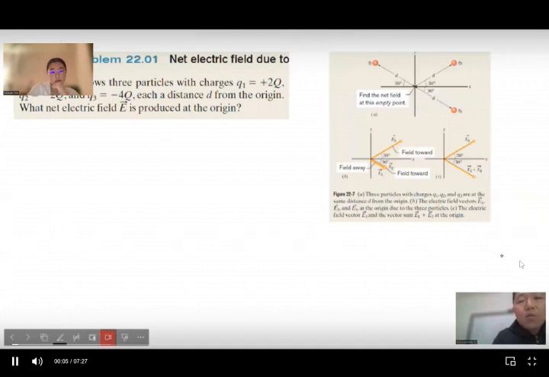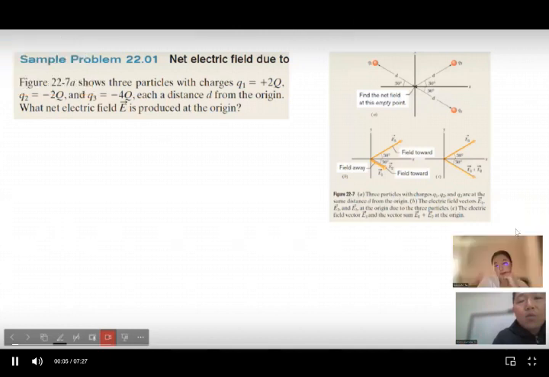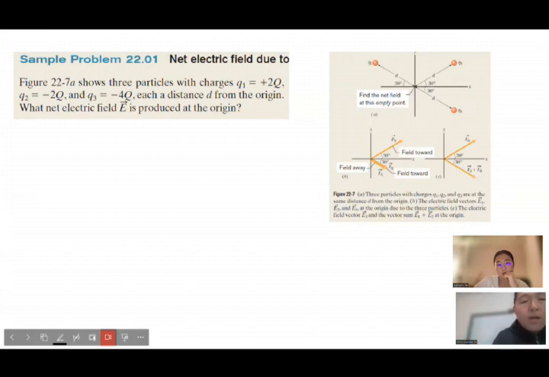22.01. Net electric field. Figure 22-7a shows three particles where the charge Q1 is 2Q, Q2 is -2Q, and Q3 is -4Q. Each is a distance d from the origin. What net electric field E is produced at the origin? So now you have three charges here, here, and here, and we want to estimate the net electric field out of these three charges at the origin.